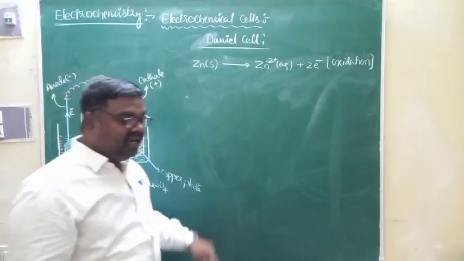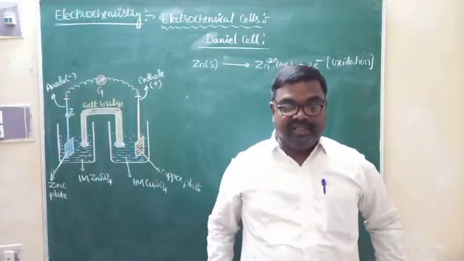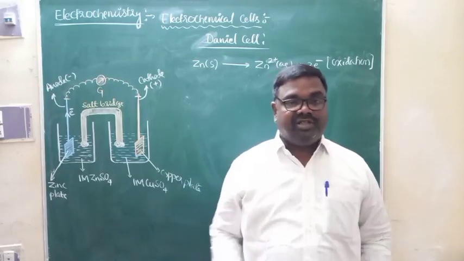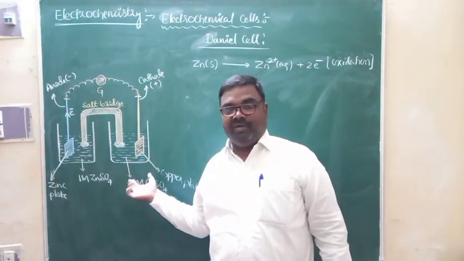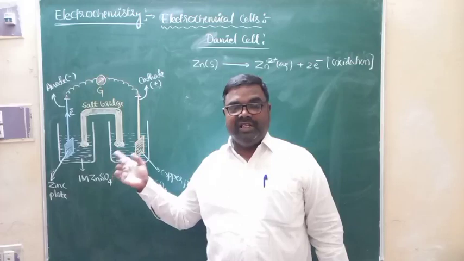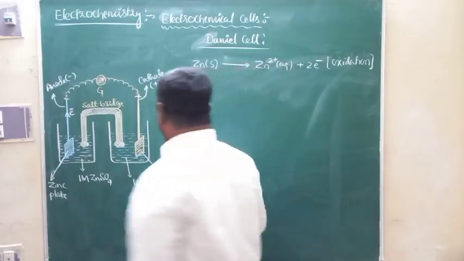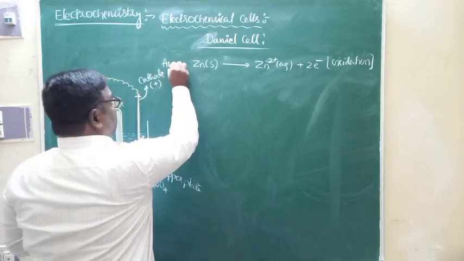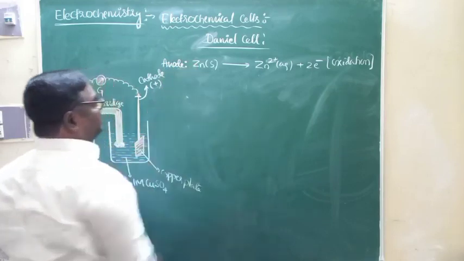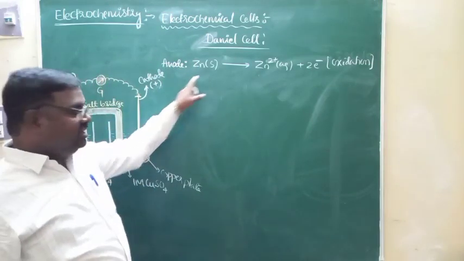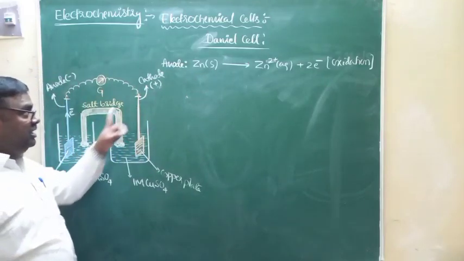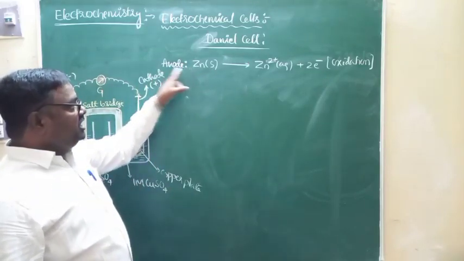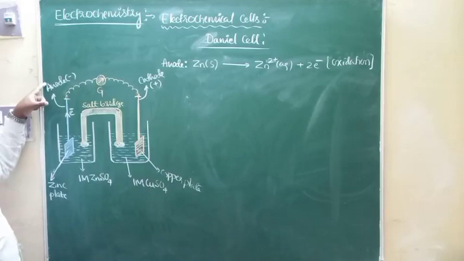And remember, in electrochemistry, the electrode system where oxidation takes place is called the anode. And that's why in the Daniell cell, the zinc electrode is acting like the anode. Since oxidation happens at the zinc electrode in the Daniell cell, the zinc electrode is called the anode. That's why I have written anode here.